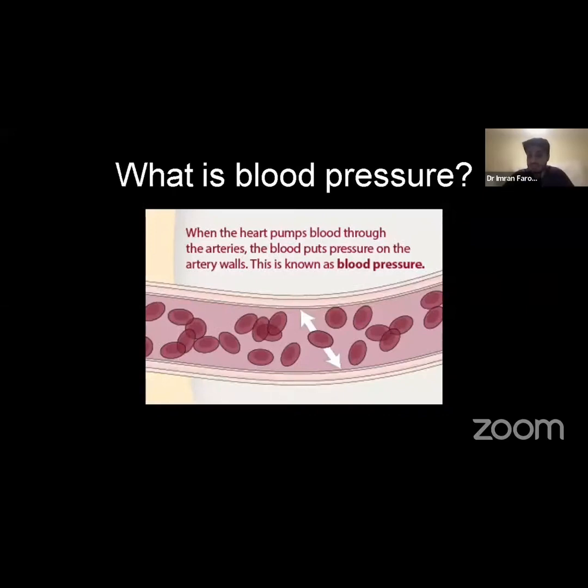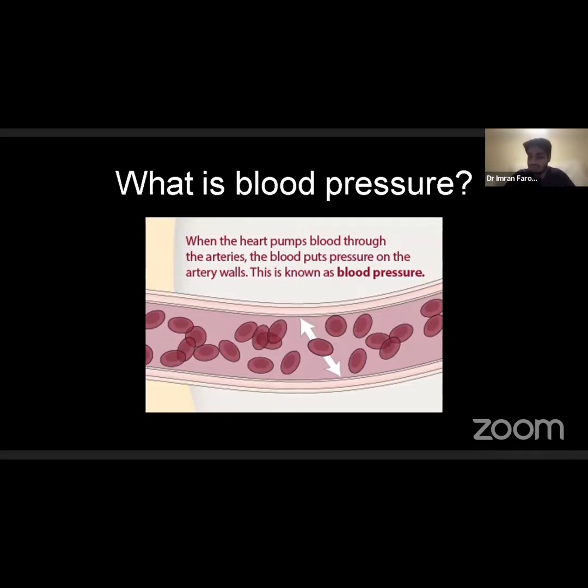Okay, so what is blood pressure? Essentially, blood pressure is the force that our blood has against the walls of our blood vessels, namely the arteries, which are the main blood vessels in our body. So the force that is applied by the blood onto the arteries, that is what the blood pressure is.